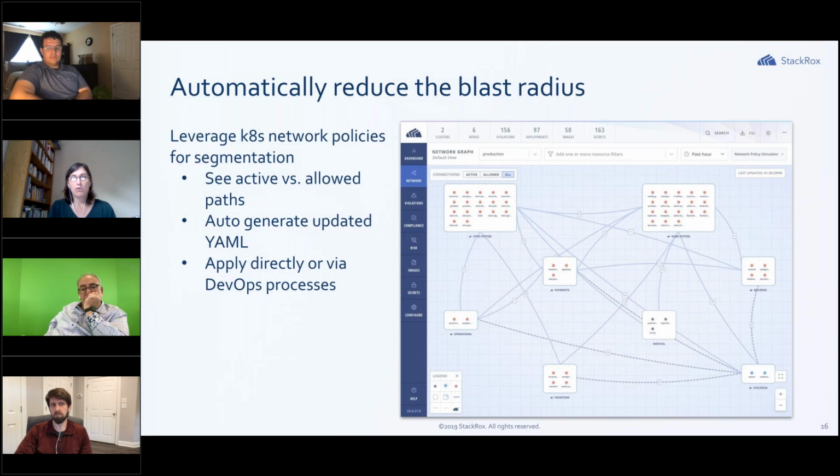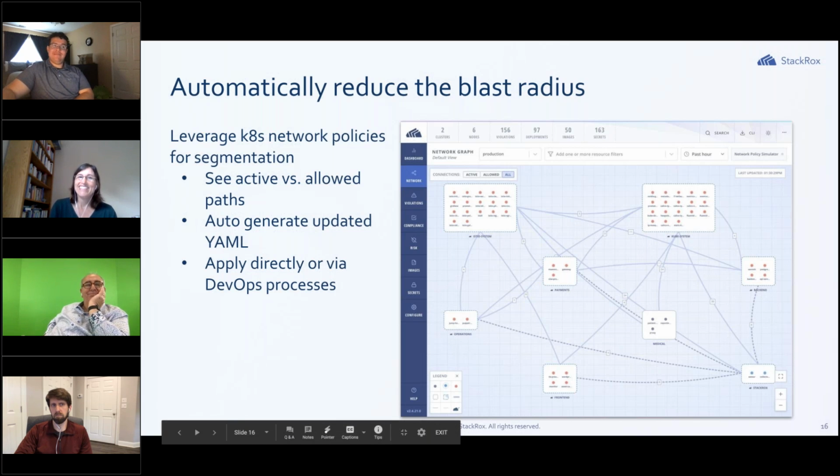Reducing the blast radius. So Kube is first and foremost a developer's tool. Everything can talk to everything because I want to make my app work. And that's great when you're in dev, and it's harrowing when you're in prod. And it's really easy to miss this.